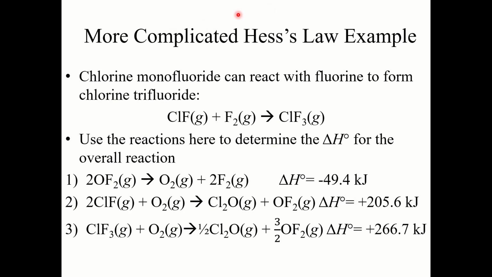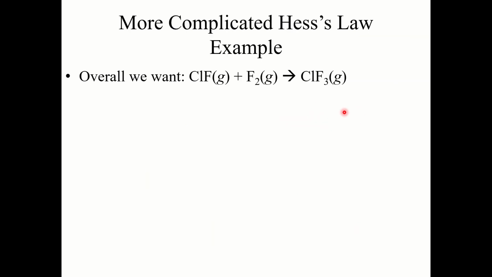So let's look at a complicated example. This problem states, chlorine monofluoride can react with fluorine to form chlorine trifluoride. So this is our target equation. It states, use the reactions here to determine delta H for the overall reaction. So we need to use these three equations, rearrange them in some way, and then add them together so the intermediates cancel out and we get this equation. Then we can add the delta H values together to find the delta H for this reaction.